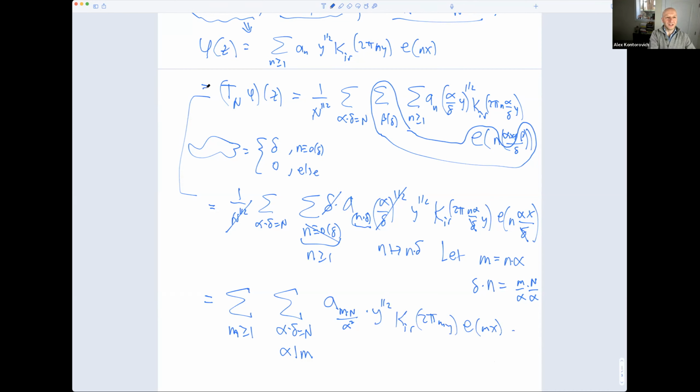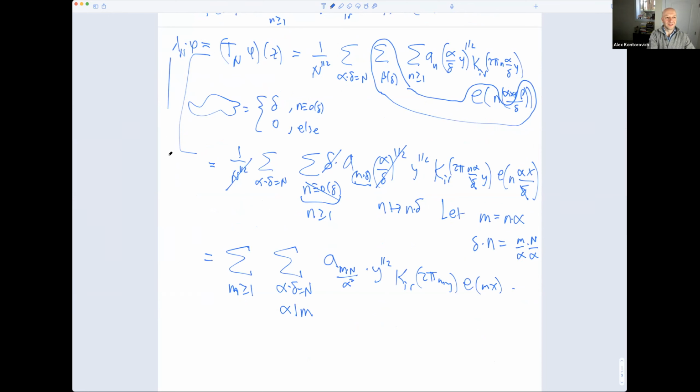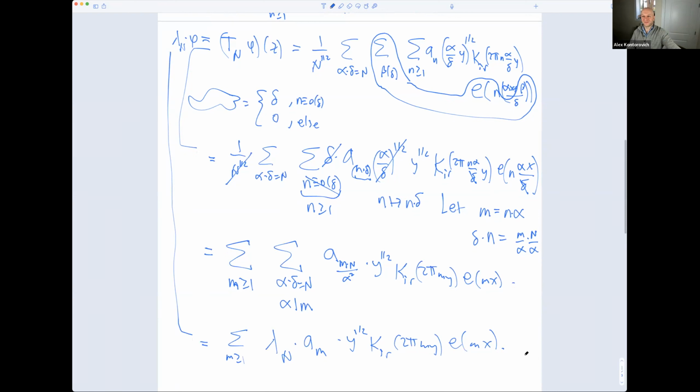On the other hand, I said that this was equal to just the constant lambda times phi. So this also has another expansion, as a series over m greater than 1, of lambda sub capital N times a_m, times y to the 1/2, K_{iR} of 2 pi m y, e to the 2 pi i m x, if that's what it means to be an eigenfunction. So then what? Yeah. So I get an equality between the Fourier coefficients.